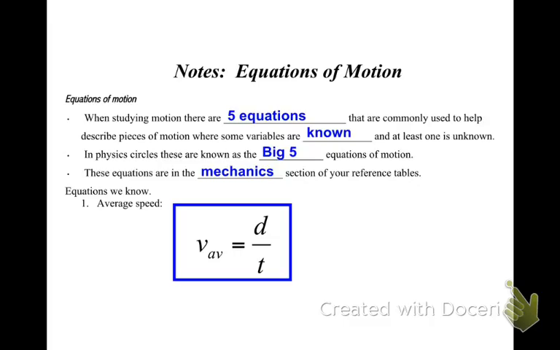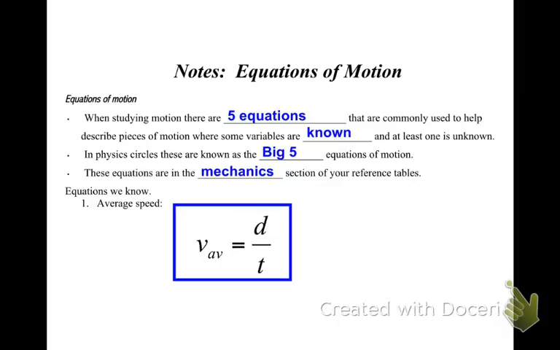So, when studying motion, like I said, there are five equations that are commonly used to help describe pieces of motion where some variables are known and at least one is unknown. For our purposes, we're only going to have one variable that's unknown because this is algebra-based physics, not calculus-based physics. Now, in physics communities, these equations are known as the big five equations of motion. They're equations that you can find in the mechanics section of your reference table, and I'm going to show you where that is after we go over each equation.